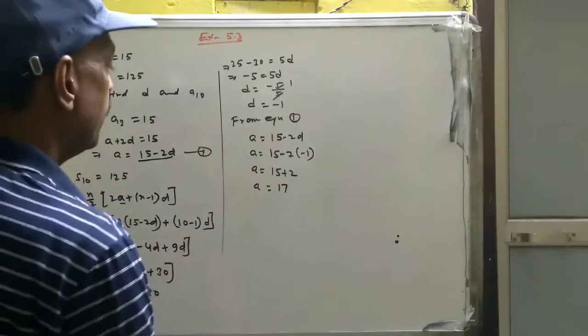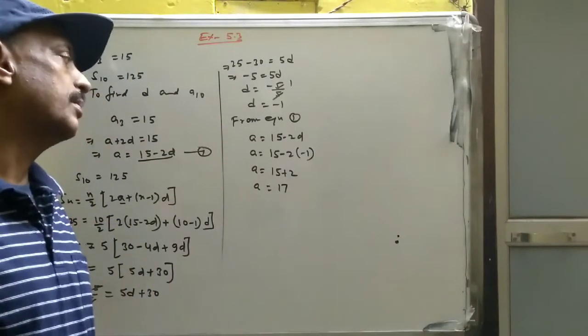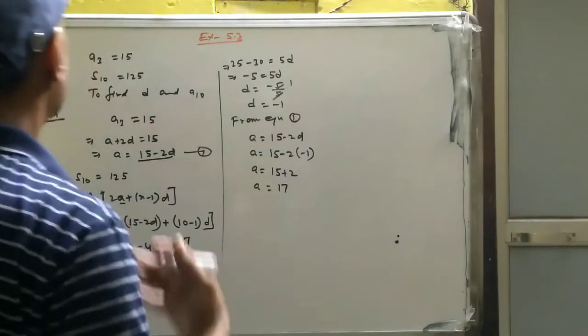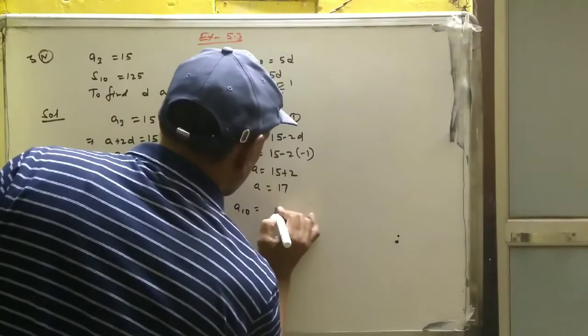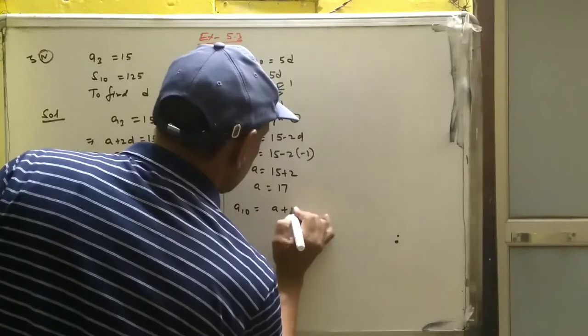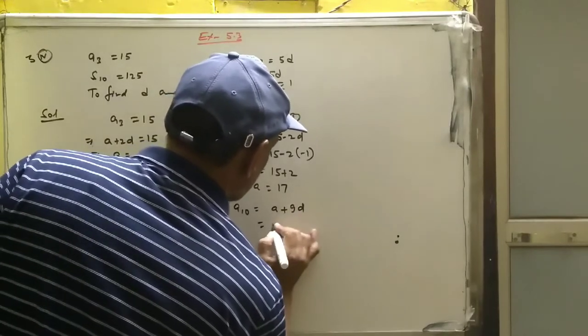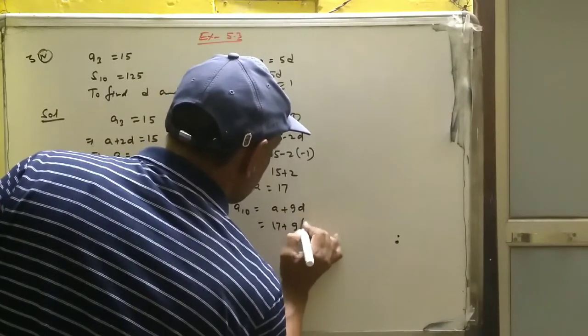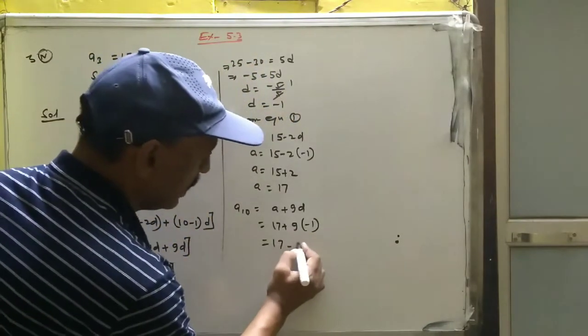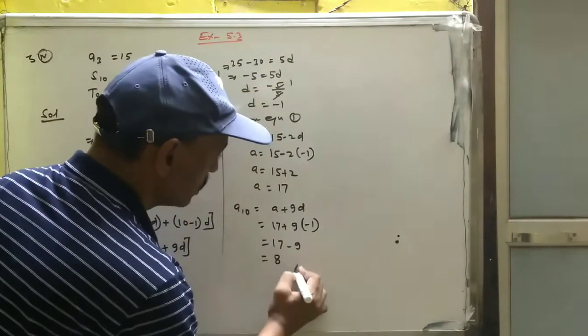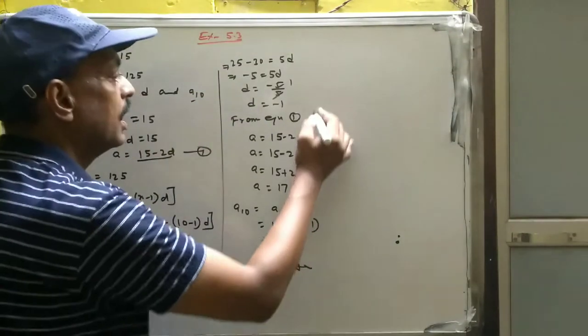So now we have the value of A, we have the value of D, so we can get any term. We need to get A10. So A10 equal to A plus 9D. A is 17, 9 is 9, D is minus 1. So 17 minus 9 equal to 8. So this is the answer.